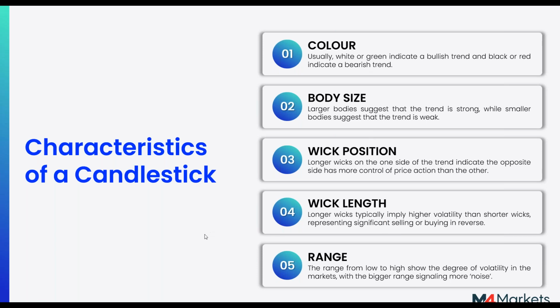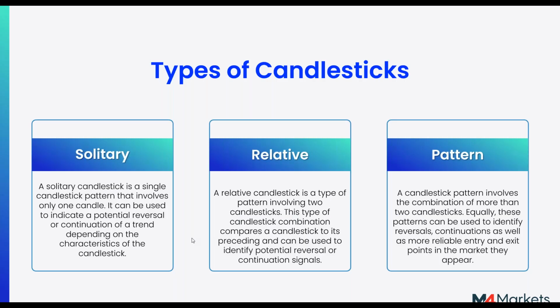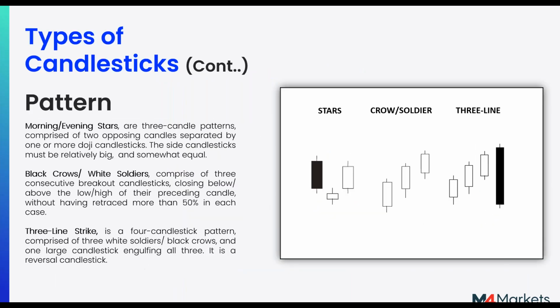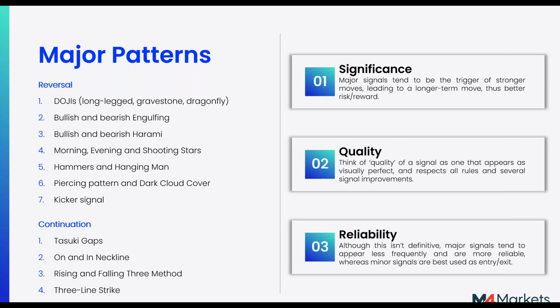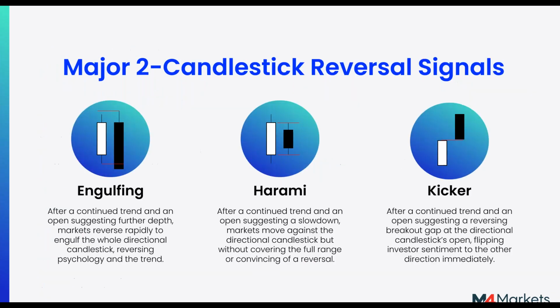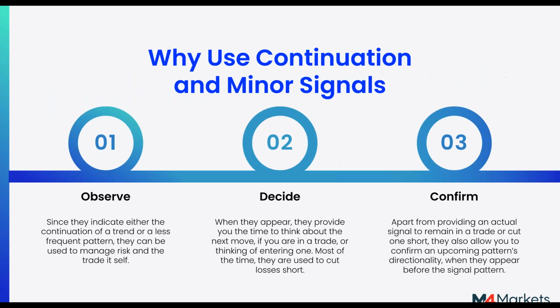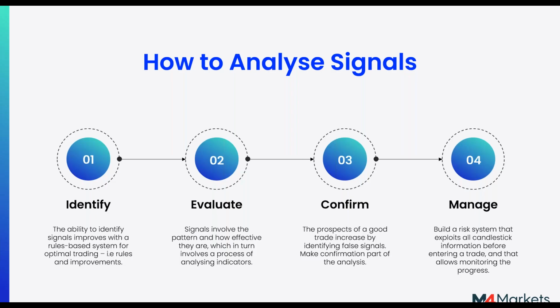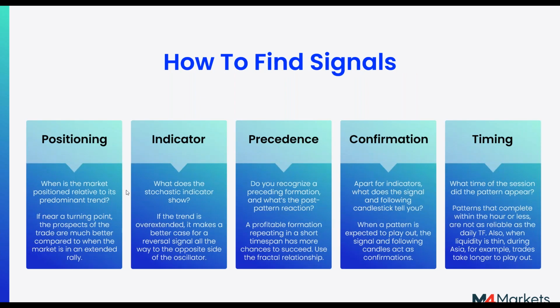It's the first thing we need to identify in order to have a better idea of what sort of pattern we could be looking at. Is it reliable, or is it going to be just a minor one? And the other thing is, of course, identify, evaluate, confirm, and manage, and then how to find proper signals.